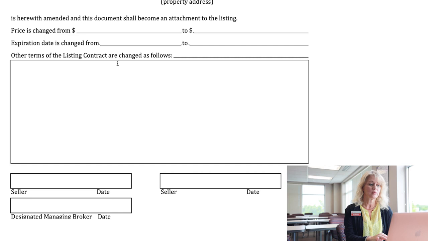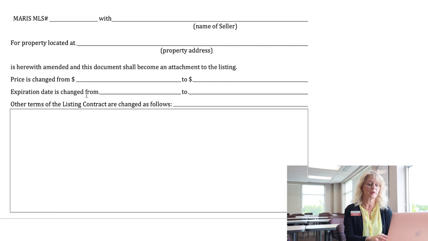Other reasons to use this form: if you get to the end of your listing date period, say the listing was going to expire, don't wait till that expiration date. Be watching that, and at least 2 weeks before, contact your seller and have that conversation. The listing's going to expire in a couple of weeks. I want to hit that head on. We've had quite a bit of activity.